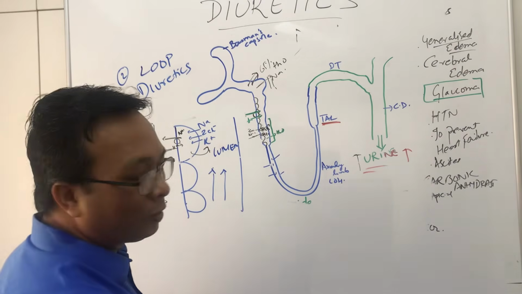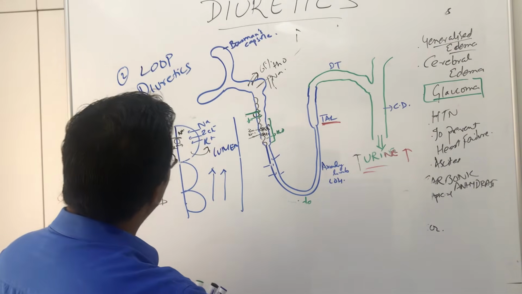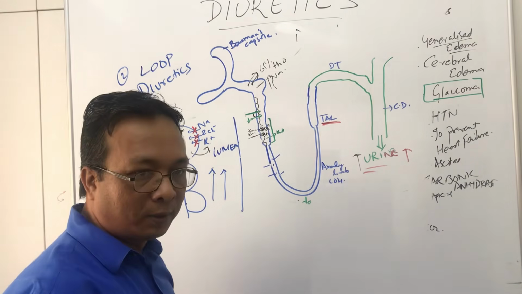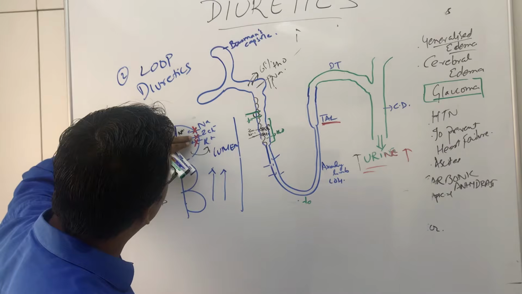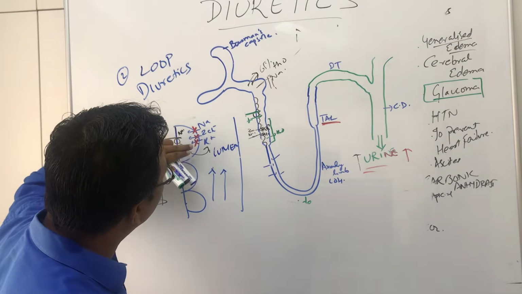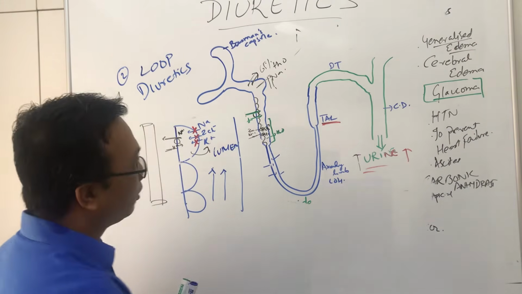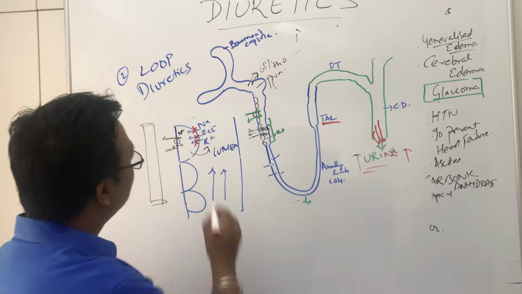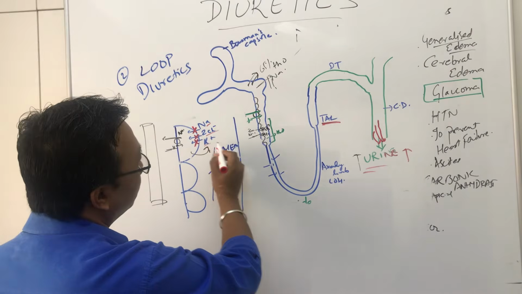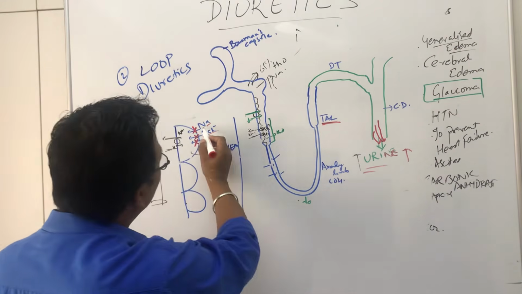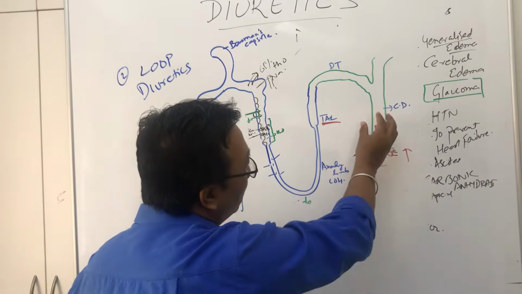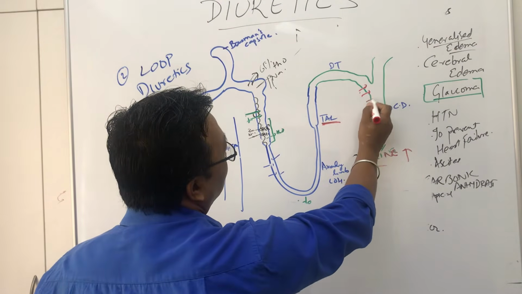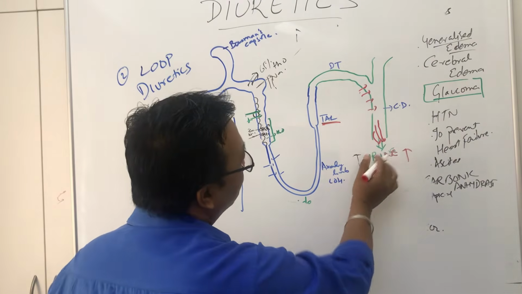So what these loop diuretics do, they block this sodium, chloride, potassium reabsorption. When we are blocking this sodium-2-chloride-potassium channel, what will happen now? The urine will lose sodium, the urine will lose chloride, the urine will lose lots of potassium. And we know sodium is the osmotic particle. As more sodium passes into the urine, more fluid will pass into the urine. So urine volume will be increased.